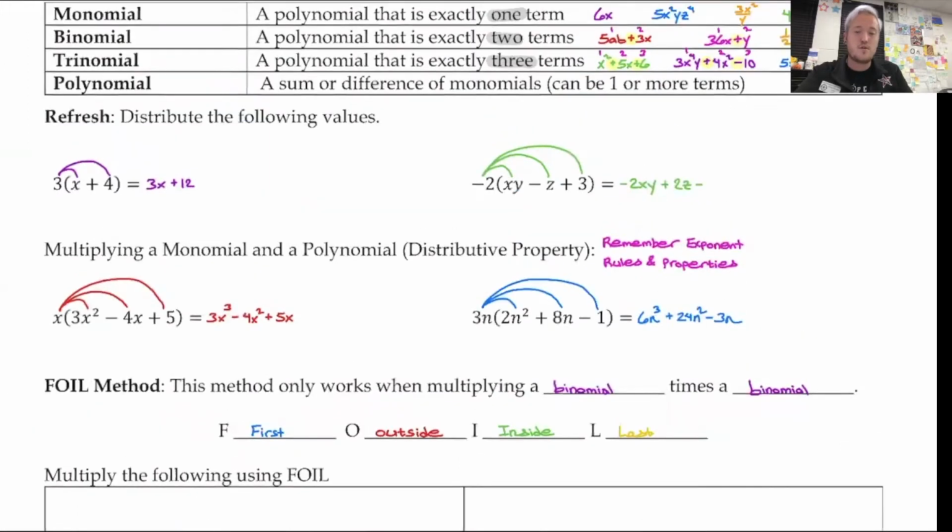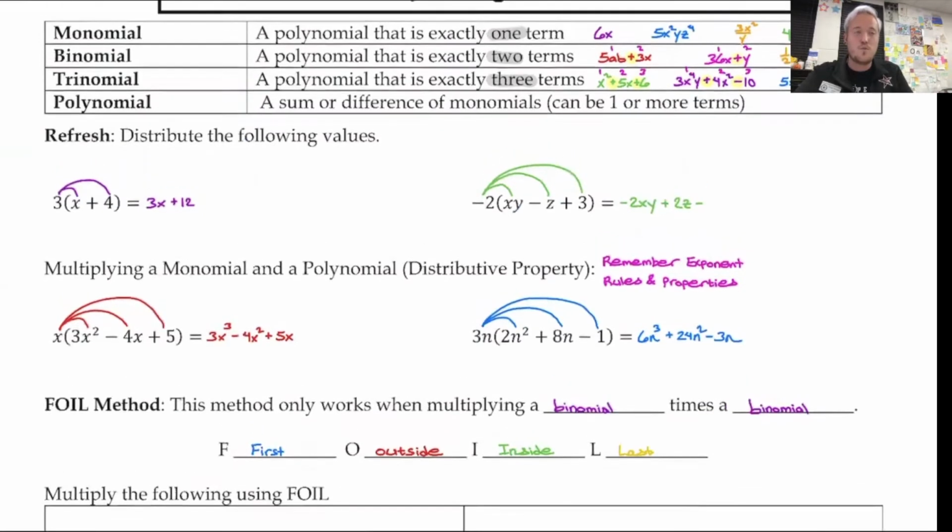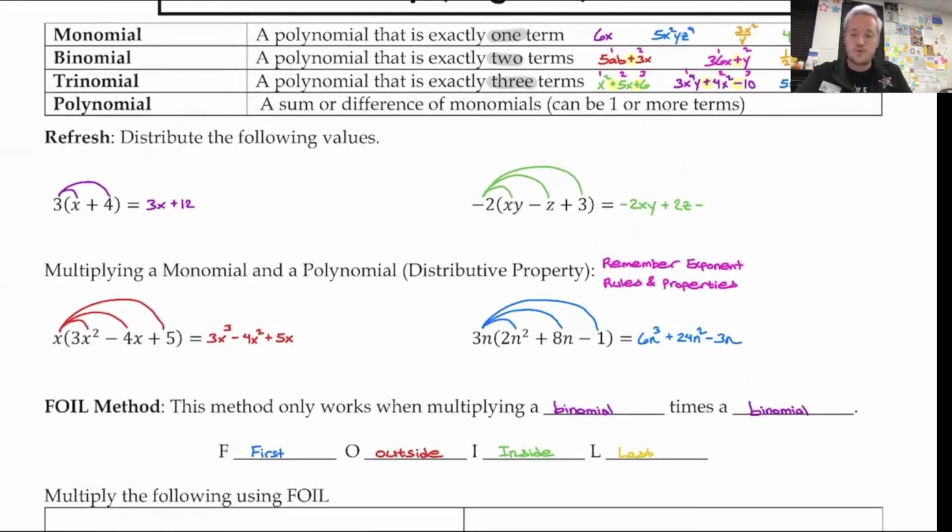This is really just doing the distributive property and stepping it up a notch. When we're multiplying polynomials, it won't always be a monomial times a polynomial. Sometimes it may be a binomial times a binomial, or a binomial times a trinomial, or you may even have a trinomial times a trinomial. Some of these multiplication problems can get very extensive very quickly, just like the exponents.